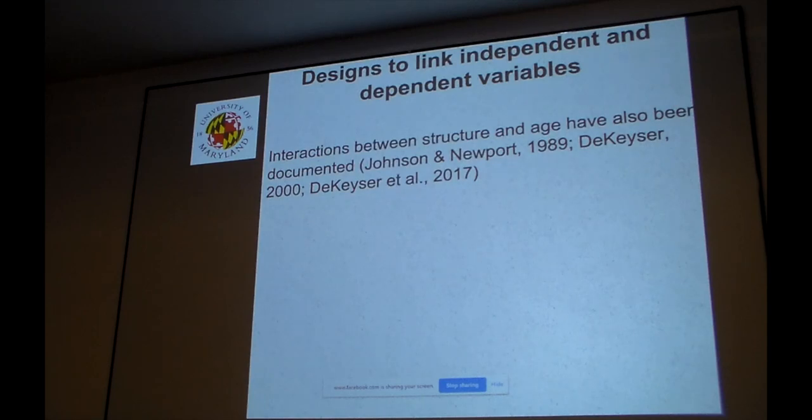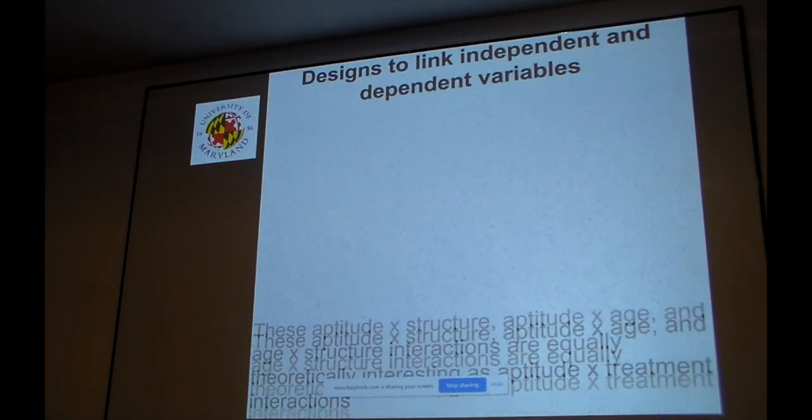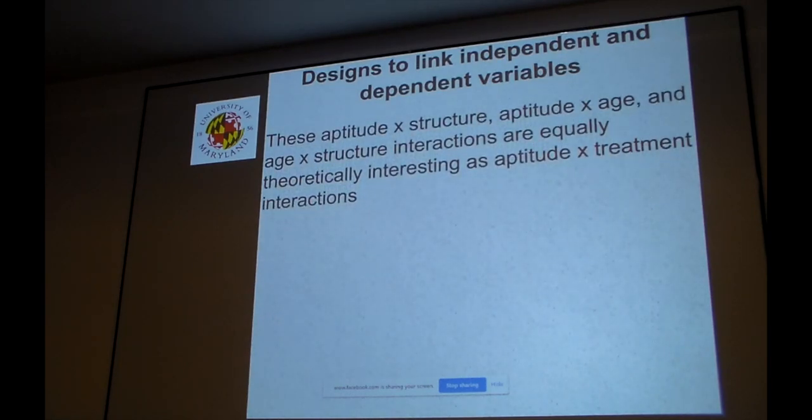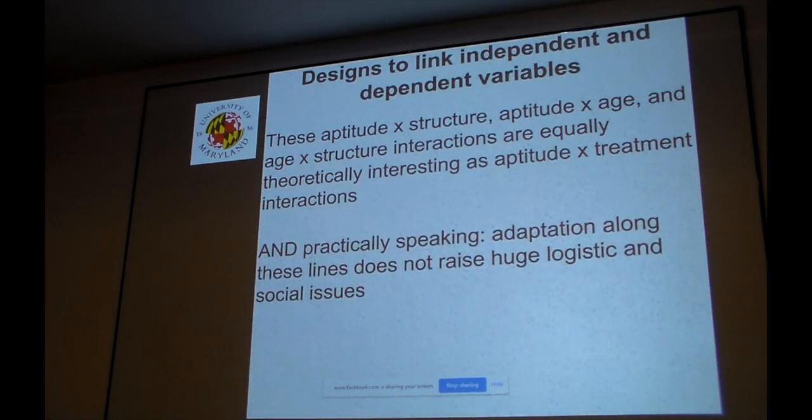I found similar things in 2000, and then we did a more systematic study, the one published in 2017, showing that salience is very important in interaction with age, that age is more important depending on the salience of the structure, or lack of it. So, all these aptitude by structure, aptitude by age by structure interactions are equally theoretically interesting, I think, as aptitude by treatment interactions, even though the latter has been researched a bit more.